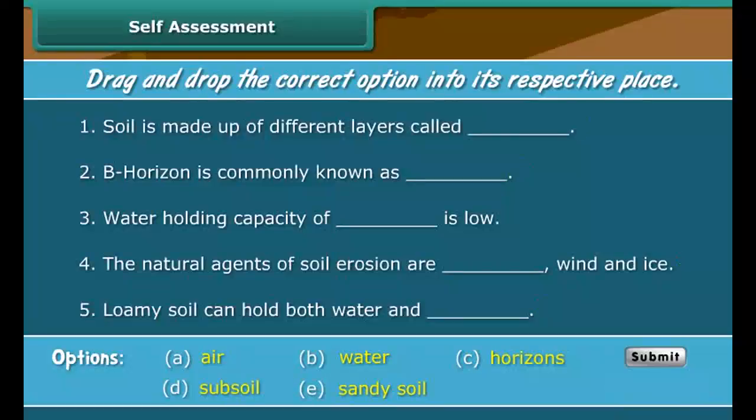Self-assessment. Let us check what have you learned so far. Drag and drop the correct option into its respective place.